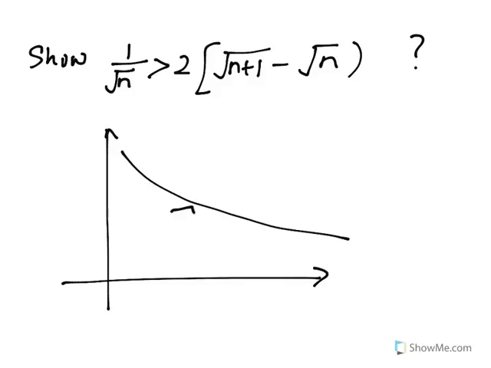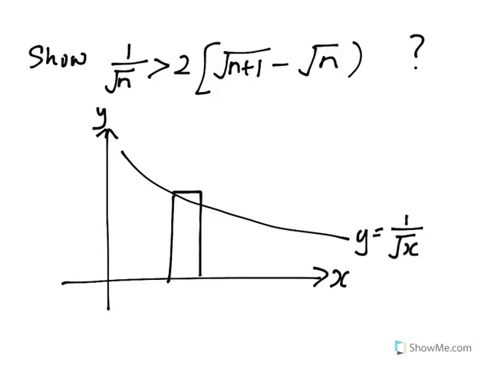Just now we were doing something like this, with the rectangles below. Let me do it this way. Now I put the rectangle on top. This is y, this is x, and this is y equals 1 over square root x. Then what's the area of the shaded rectangle? Again, if this is n, I call this n plus 1. You will see why I purposely do this.